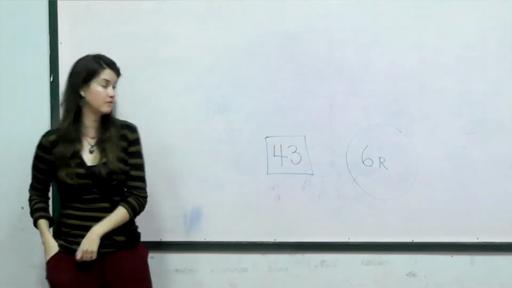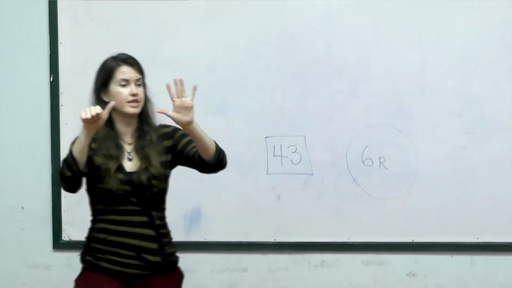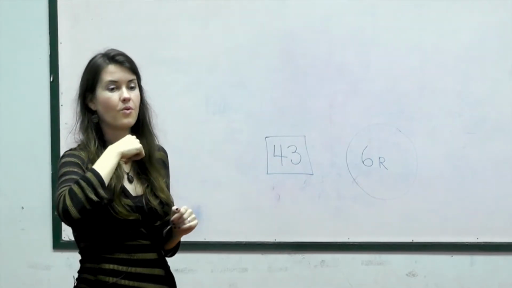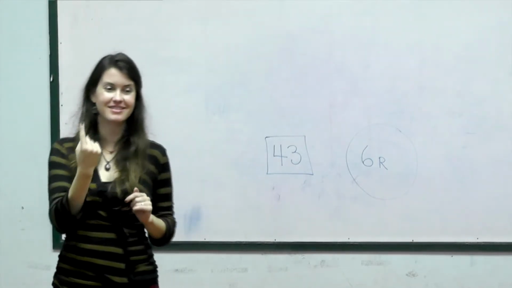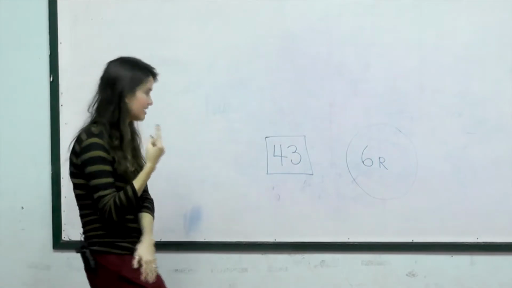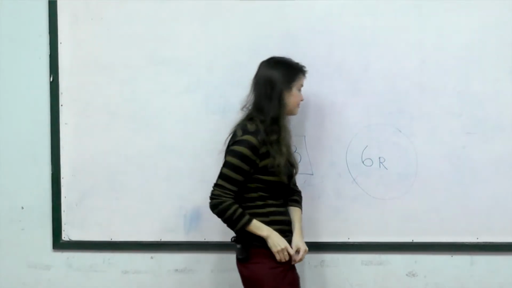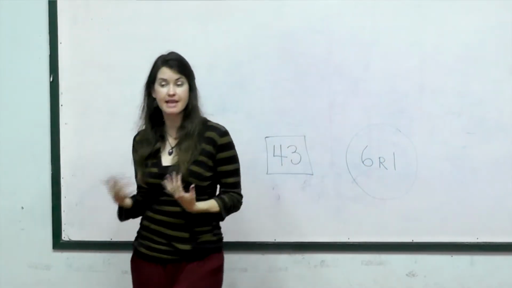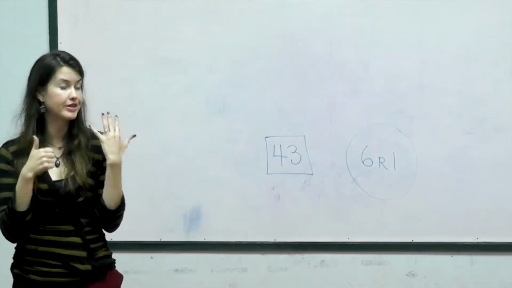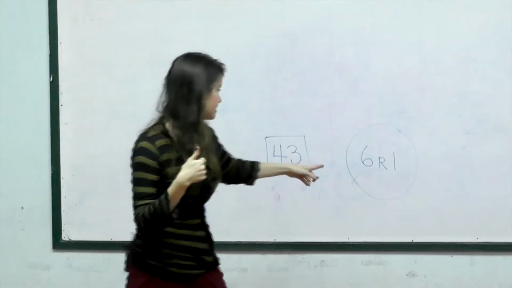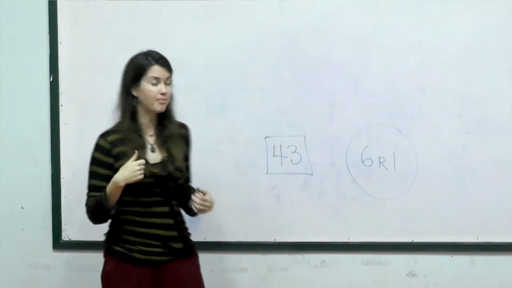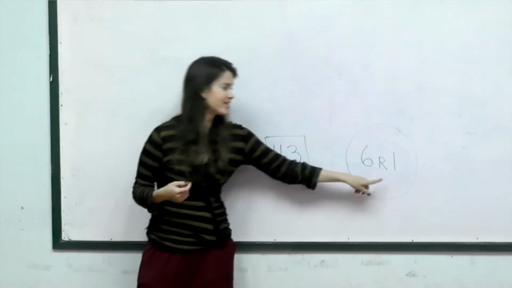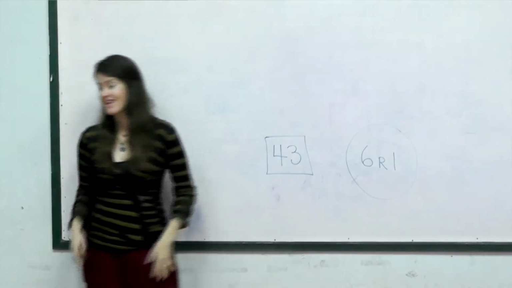How many do we have left over? We stopped at 42, and we're just going to count 43. Yeah, so it's just R1. 6R1. Because we counted by sevens till we got to 42, which was 6 numbers. And we count by ones to get to our bigger number, 43, which is just 1. So that's our remainder.